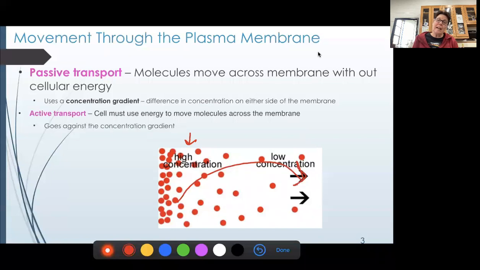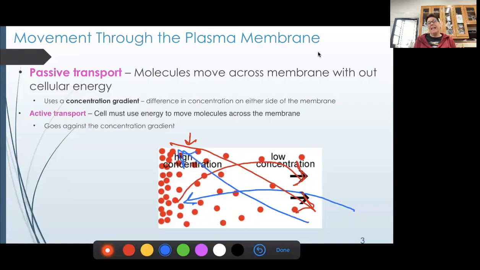Active transport on the other end, that is going to require energy, and that is going to go the opposite direction. So that is going to go against the concentration gradient. So it's kind of like this way is going downhill, and then going in this direction is going uphill. And so, you know, when you ride a bike, going downhill doesn't need energy, but going uphill does. And so the one that's going downhill is passive, uphill is active.